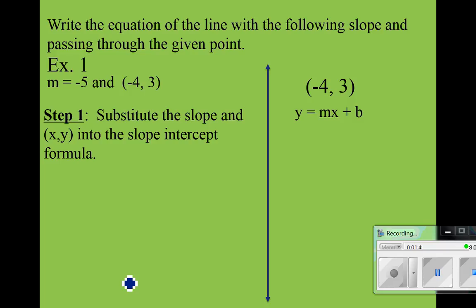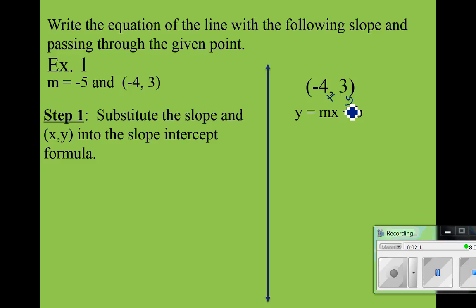And in the negative 4, 3, what are those called? Ordered pairs, coordinates. And what's this one? X. This one? Y. Do we have an X and a Y in our equation? Yes. So you're going to substitute those numbers in where they belong in the equation.